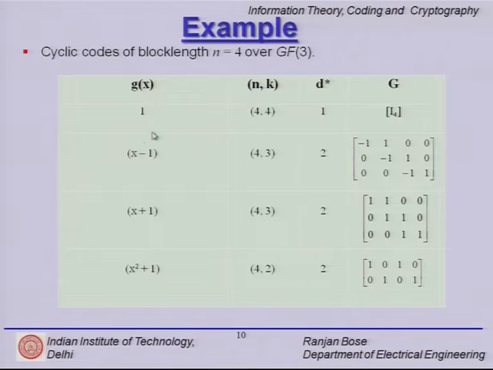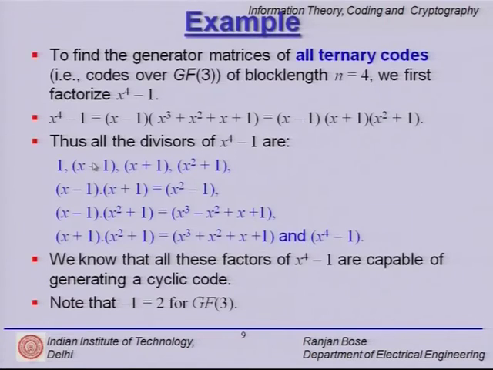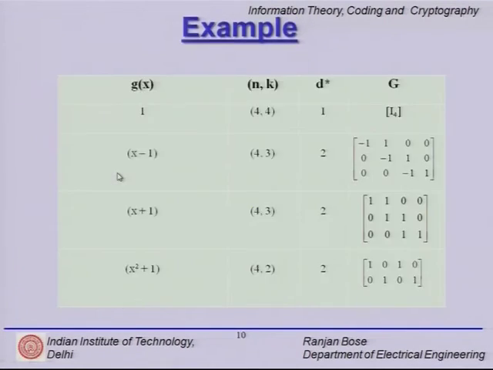Now, if you look at G(x) equal to x minus 1, so we are looking at the first factor x minus 1 here. Then you can get the degree of g of x as n minus k. n minus k is 1, n is equal to 4, consequently k is equal to 3, and therefore, you can get a 3 cross 4 matrix as follows.